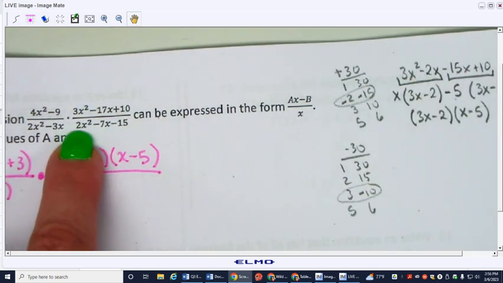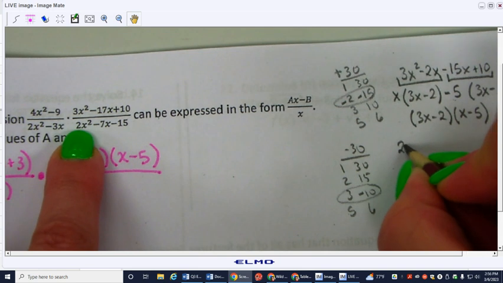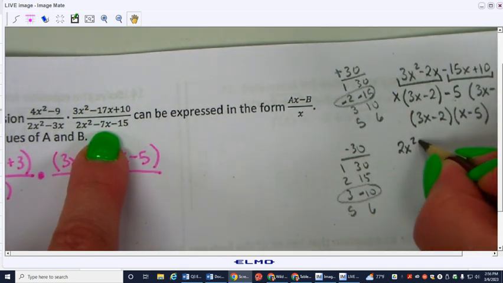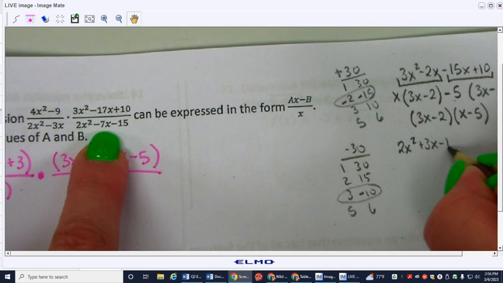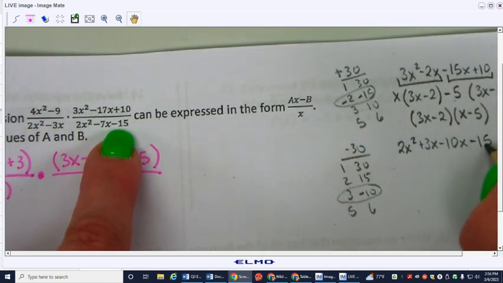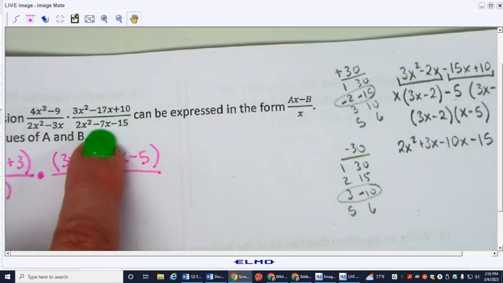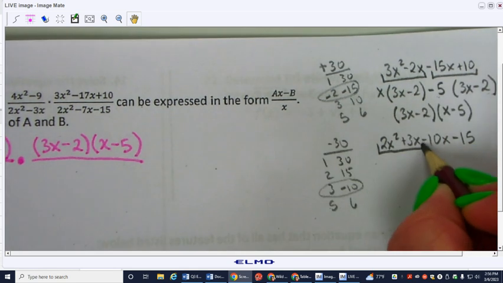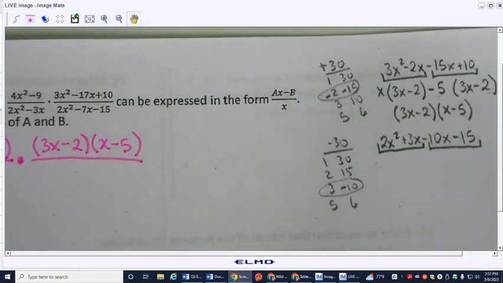Okay, so I'm going to take my 2x squared, and then my negative 7x, I'm going to divide it up like this: my plus 3x, my minus 10x, and then I have my minus 15. So I uncombined my like terms. All right, so now factor by grouping my first two terms, my second two terms.